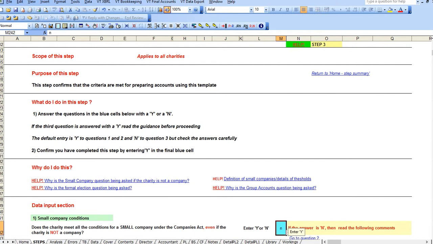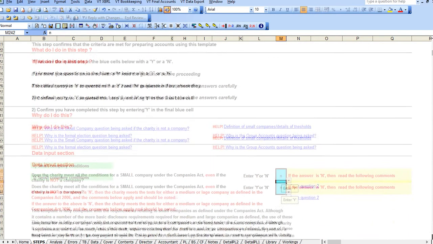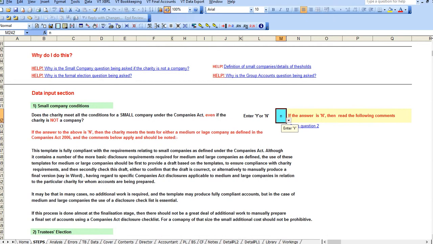The first question that is asked is, does the company meet all the conditions for a small company under the Companies Act, even if the charity is not a company? You disregard whether or not the charity is a company or not, but look at the conditions under the Companies Act and determine whether or not the charity meets those conditions to be defined as a small company.